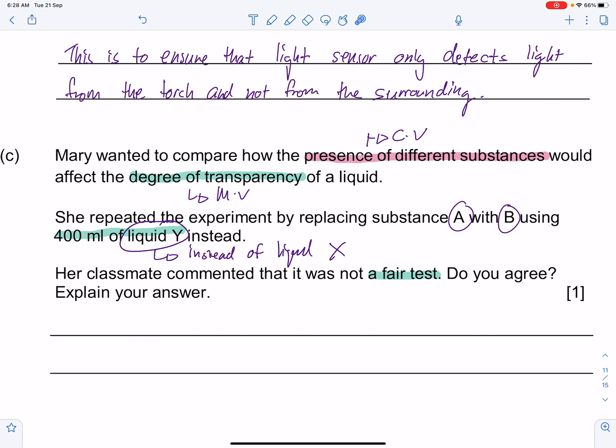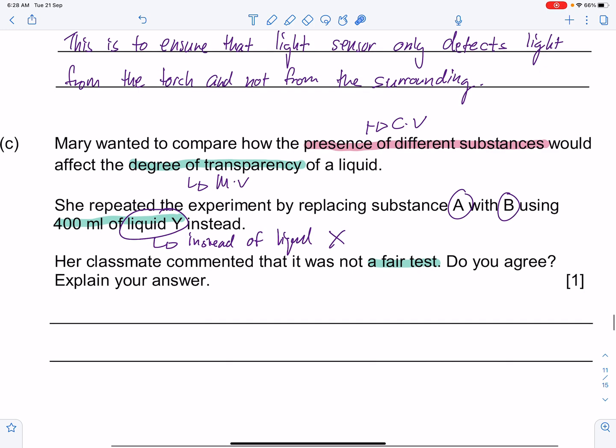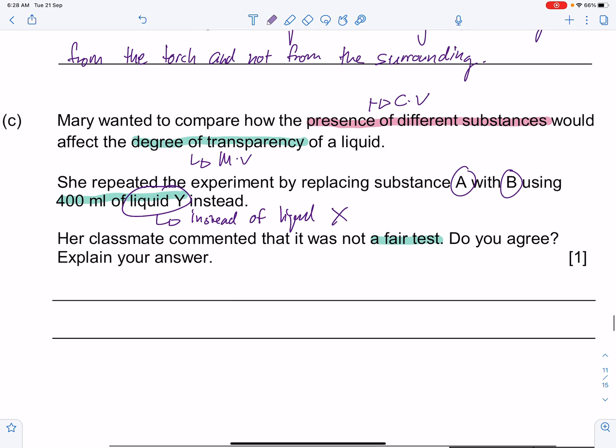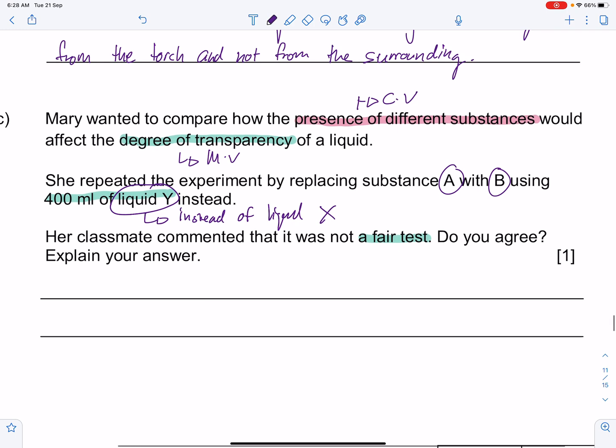So because of that, there are actually two change variables. One change variable is the presence of different substances. Another change variable is that you use liquid Y instead of X. So therefore, the answer would be, you should agree with the classmate. Okay, and then after that, explain that there is more than one change variable.